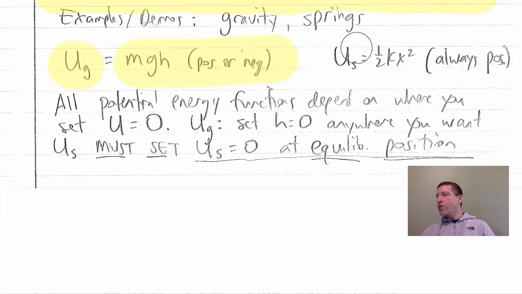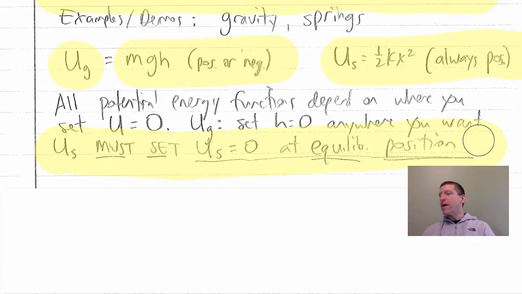Similarly, the work done by a spring, now this could be positive or negative over here, but here is why this is always going to be positive. If you set your x equal to 0 at the equilibrium position, then the potential energy function of a spring will always be positive. Now you can set it somewhere else, but then you get these negative energies that can be very confusing.